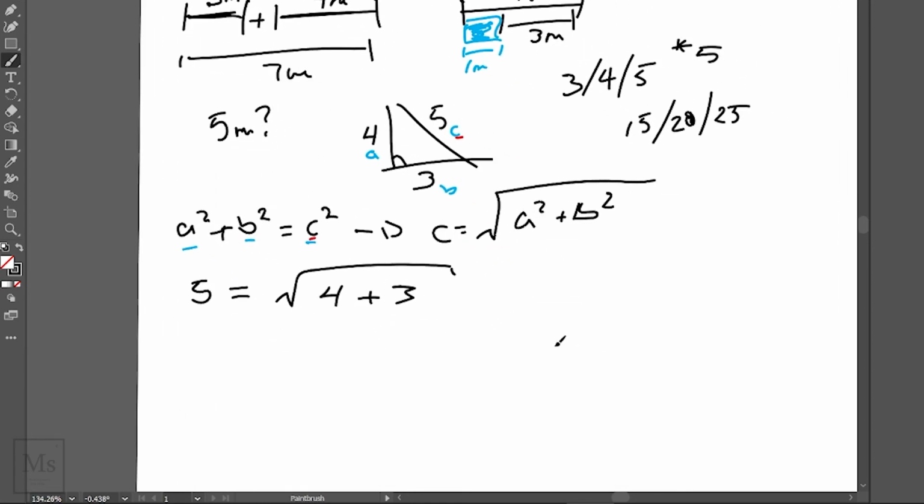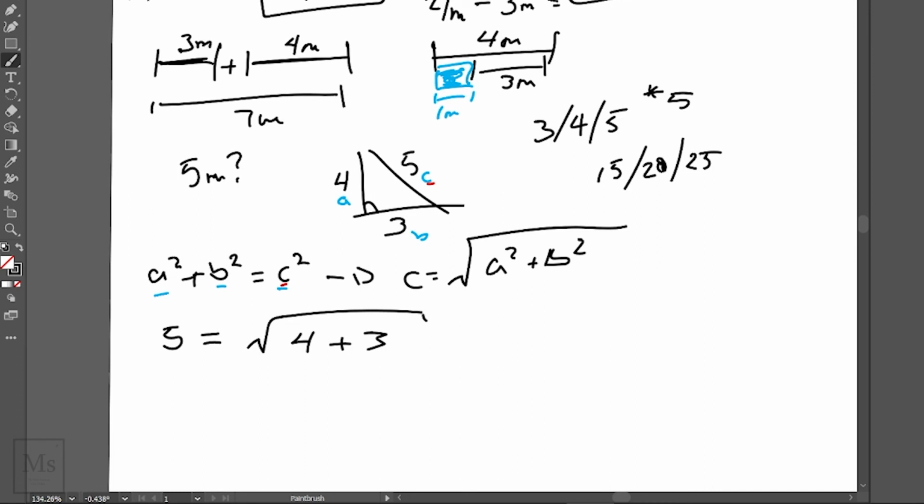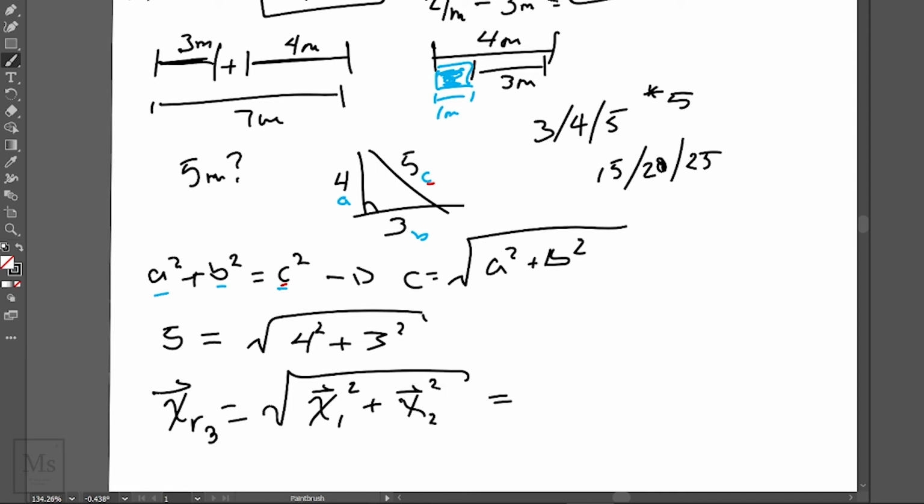How do I explain this in vector property terms, in the terms that they gave us? So if our resultant vector, xr3, was 5, and our x1 was 4, and our x2 was 3, look at that, my mistake, these are supposed to be squared. Boom. And that's how you get that. 5 meters in the positive direction.